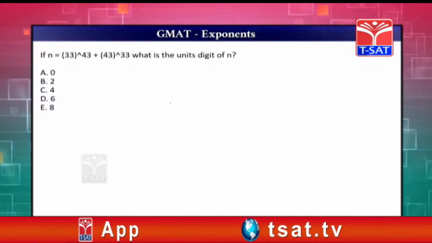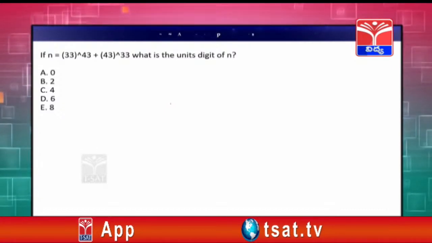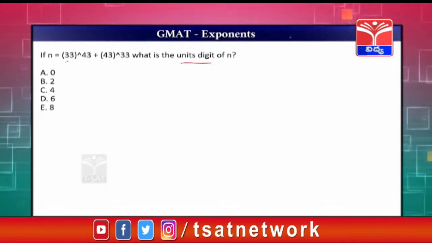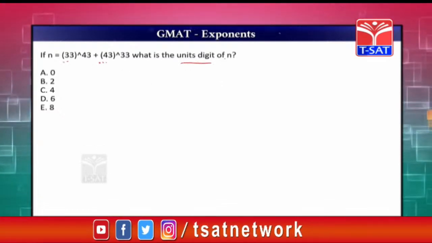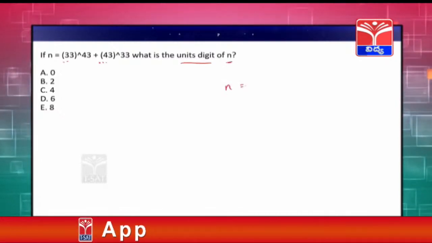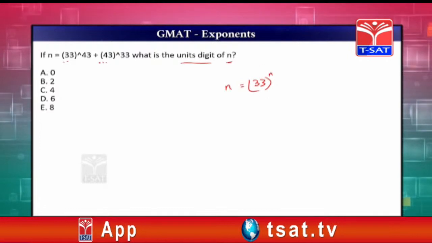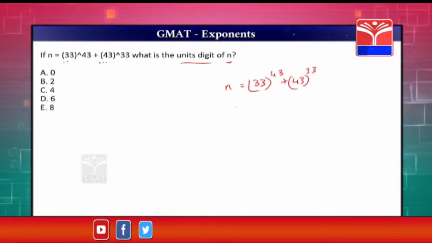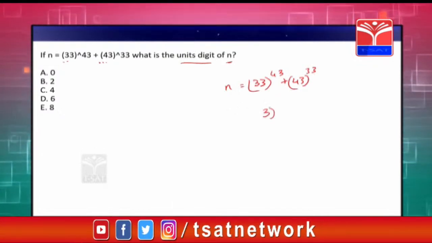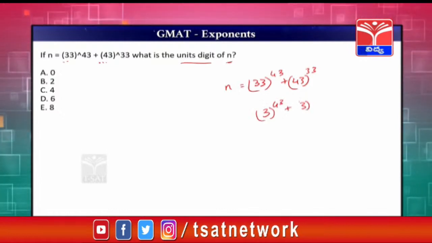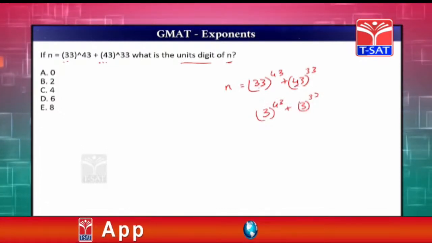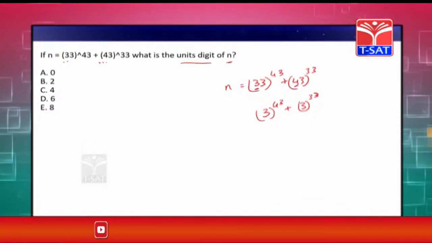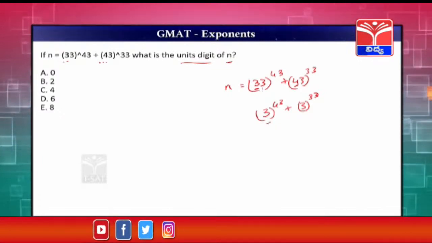If n is equal to 33 raised to 43 plus 43 raised to 33, what is the unit digit of n? When you're calculating the units digit, you can forget whatever comes before the units digit. You're only concerned about the units digit. So n is equal to 33 to the power of 43 plus 43 raised to 33. So this will have the same units digit as 3 raised to 43 plus 3 raised to 33. We can forget the tens digits, and just focus on the unit digit. The unit digit here is 3.